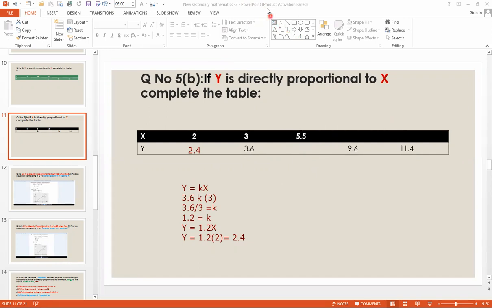Just 1 minute. It's not changed. I don't think so. Why won't it change?